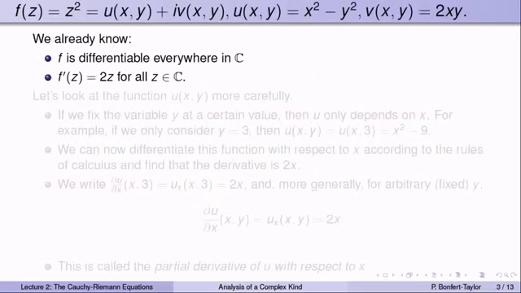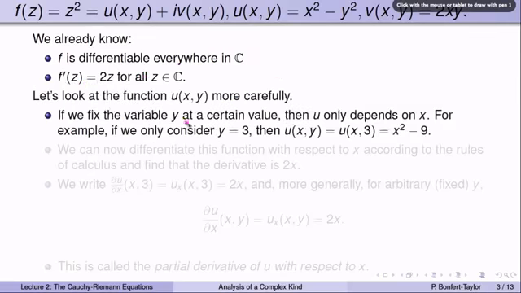What do we already know about the function z squared? Well, we know this function is differentiable everywhere in z. In fact, we found its derivative to be 2z for all z in C. Let's just start by looking at the function u of xy more carefully. Again, u of xy is simply x squared minus y squared. So for example, if we fix the variable y at a certain value, for example y equals 3, then the function u only depends on x.